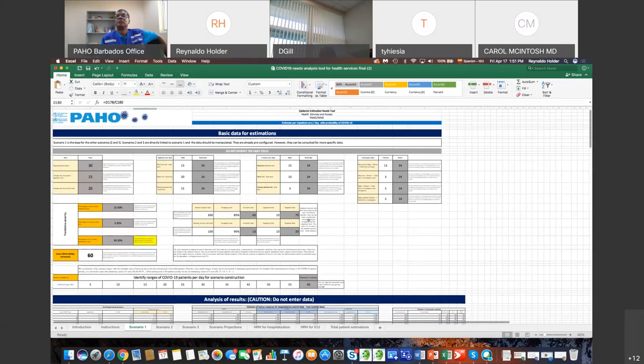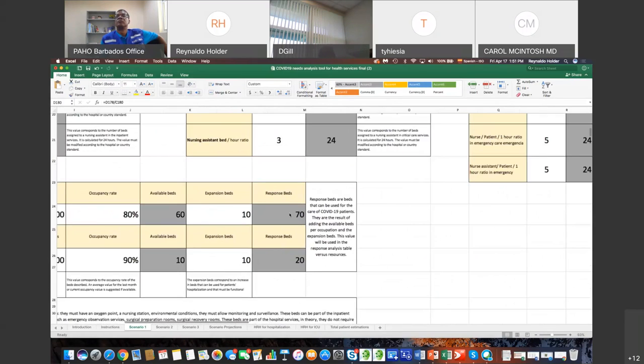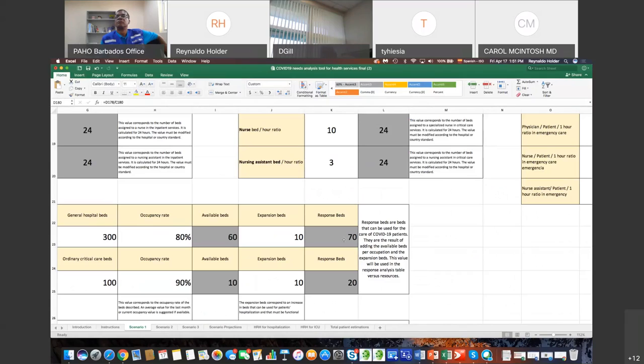Capacity, response capacity here was established at 70 beds. So if you have a demand of 30 COVID patients per month, in general admissions, you'll be occupying 68 beds in that month, which leaves you within the response capacity that you have established.